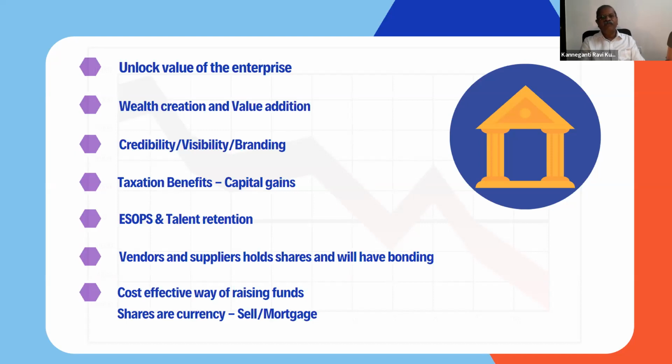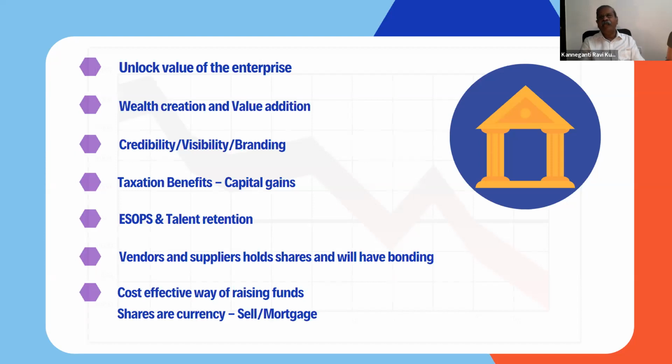Coming to employees, ESOPs and talent retention. What are ESOPs? Employee stock option schemes. If your shares are listed on the exchanges, you are eligible to give options to your employees. So these employees hold the shares of the company through ESOPs at a lesser price, and they will have loyalty to the company because they are also part of the business growth and development.